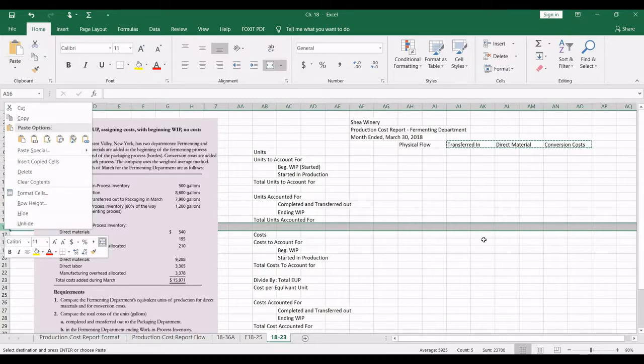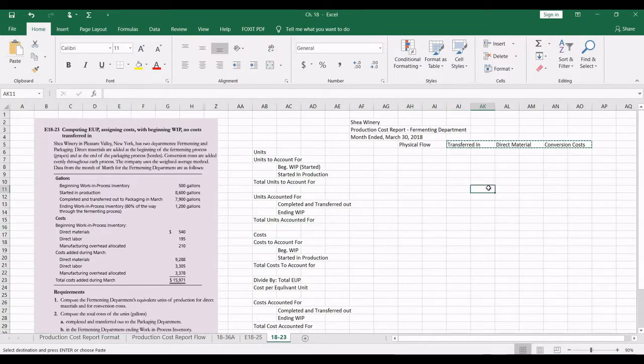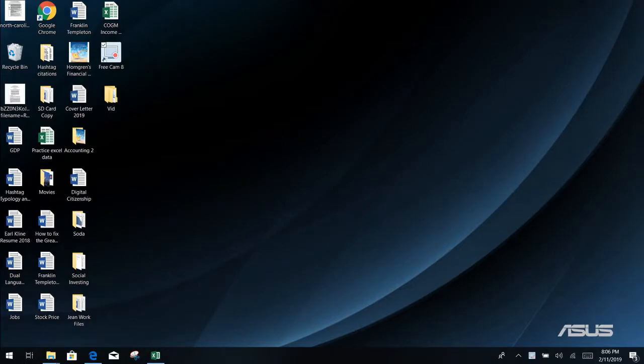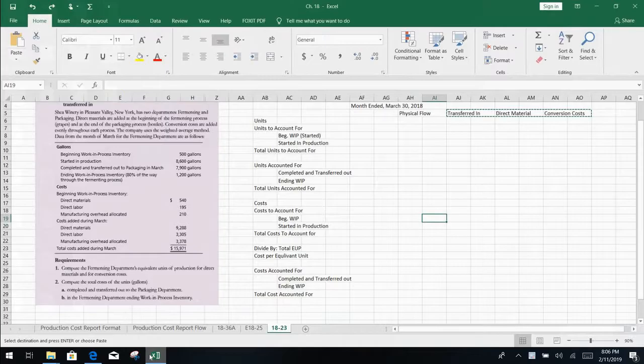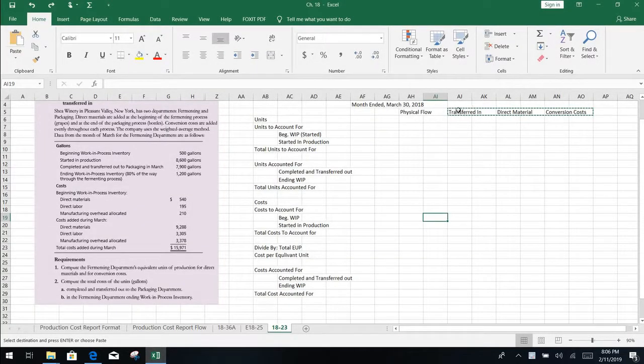Insert. Oh, I can't do that because I copied this. Okay, guys, I had a little problem with the recording, so I'm going to pick up where I left off.